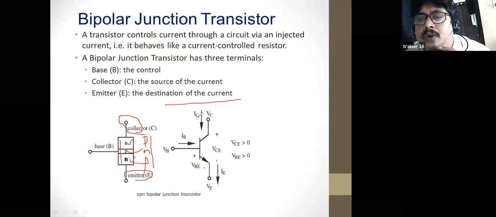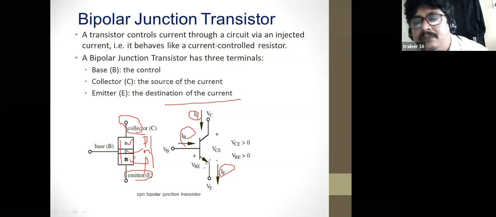So here, this is IC, the collector current, this is the base current, and this is the emitter current. The arrow mark clearly shows the direction, and lastly the destination is the emitter current. Actually this is used to control the current. Also, this one we can call a resistor, that means it controls the current. Similarly in the PNP transistor also.